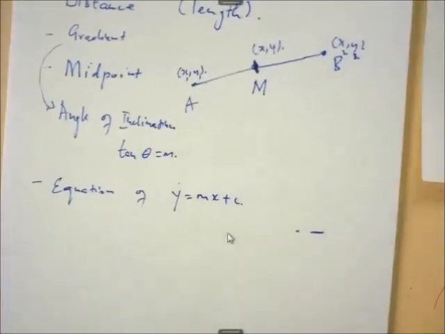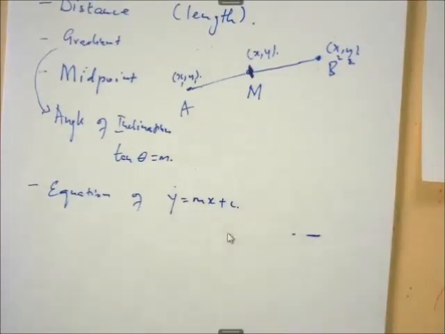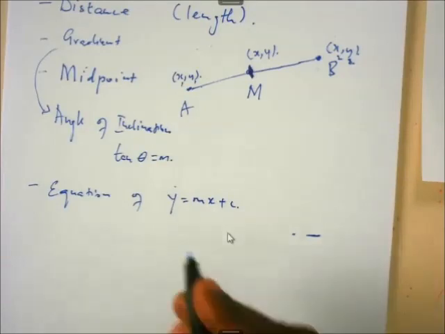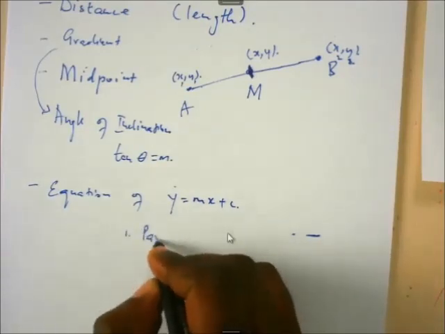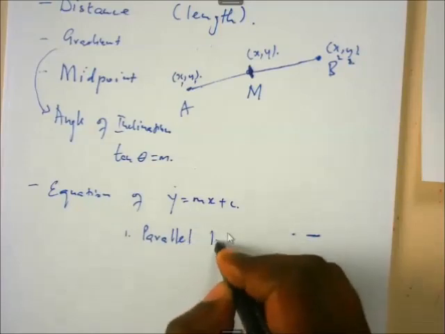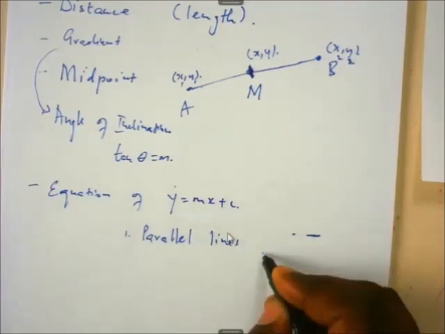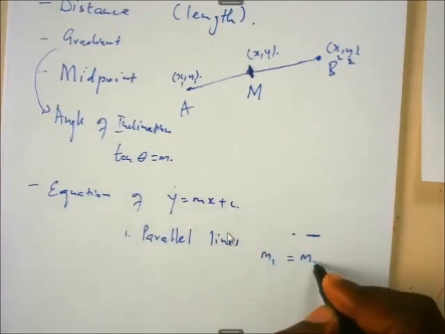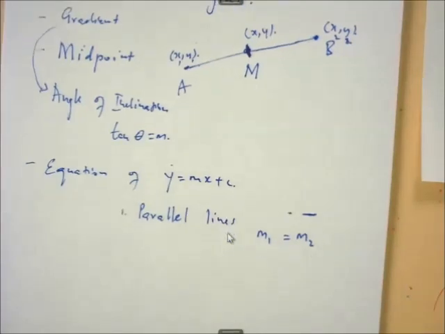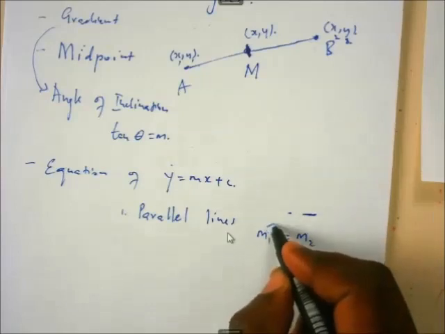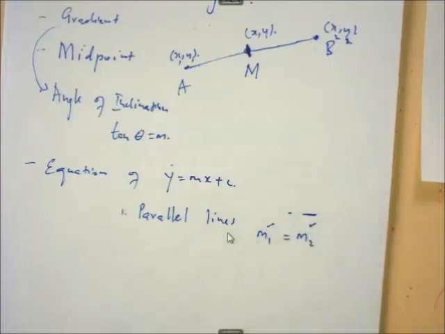But you see, with the equation of the lines, you need to be aware of something. Number one, I'll write here, parallel lines. If lines are parallel, then the gradient of one line is the same as the gradient of the other line. I wrote there m1 equals m2. Once you have parallel lines, you know that the gradient of this line will be the same as the gradient of the other line.